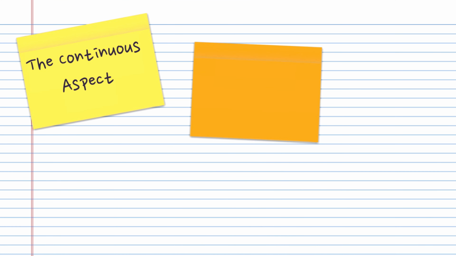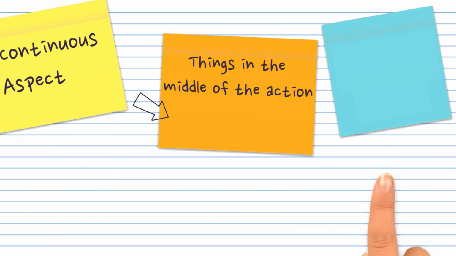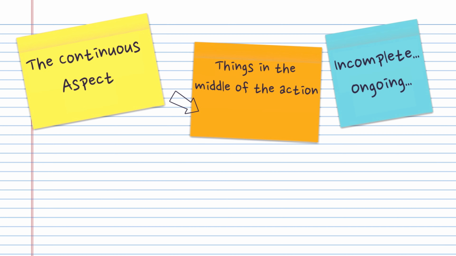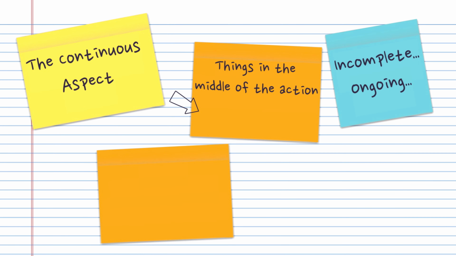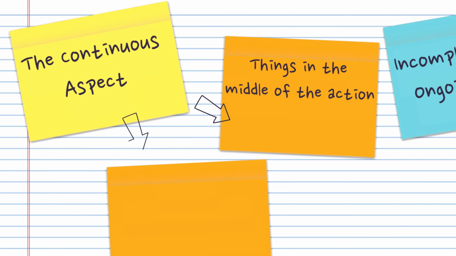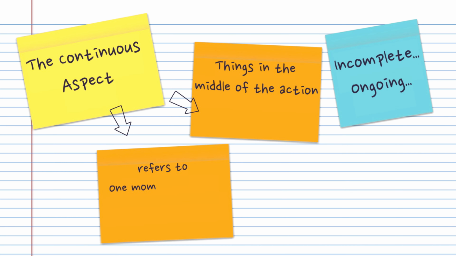The continuous aspect is used to indicate the things in the middle of an action and the things which are incomplete and ongoing. It also refers to the things which are happening at the moment of speaking. The continuous form is used to indicate or talk of one moment in time. It may be the past, the present, or the future times.